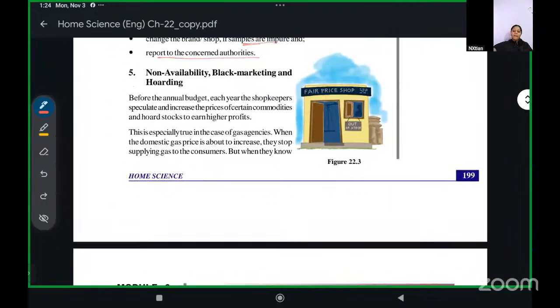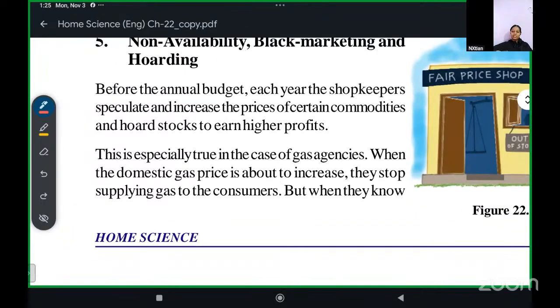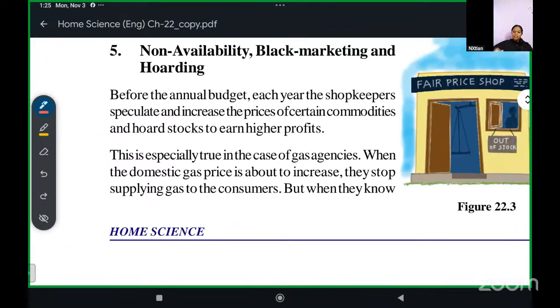Then, non-availability, black marketing, and hoarding. What are all of these things? Before the annual budget, each year, the shopkeepers speculate and increase the prices of certain commodities and hoard stocks to earn higher profits. So when the shopkeepers increase the prices of certain commodities, they speculate. They make bets to increase the prices.